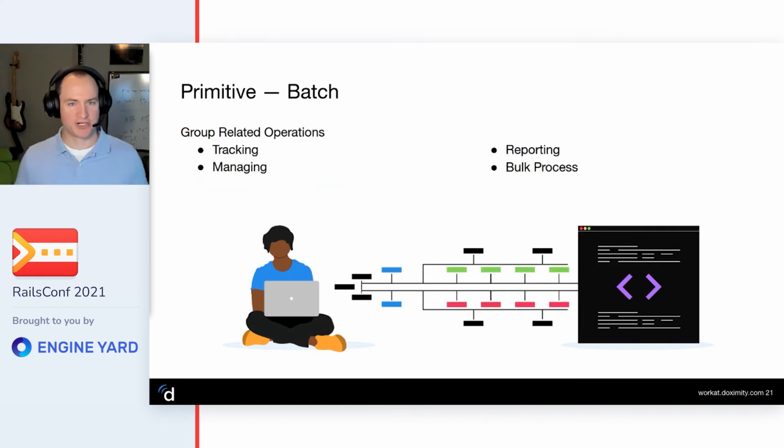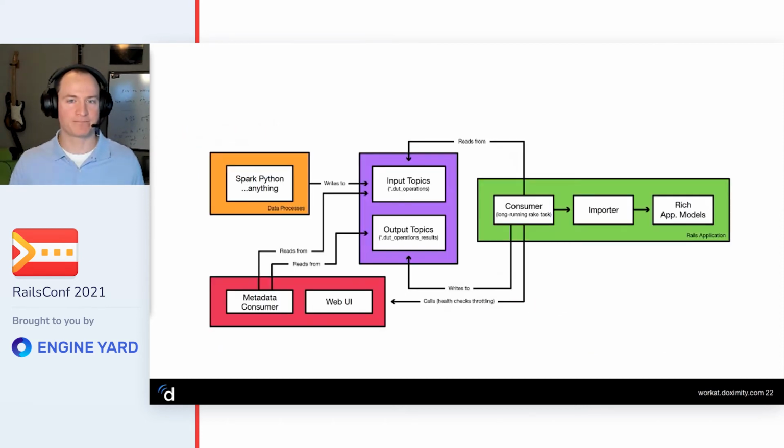Cool. Another primitive, batching. This solely exists as a way to track, manage, and report bulk process operations. Only reason that it exists.